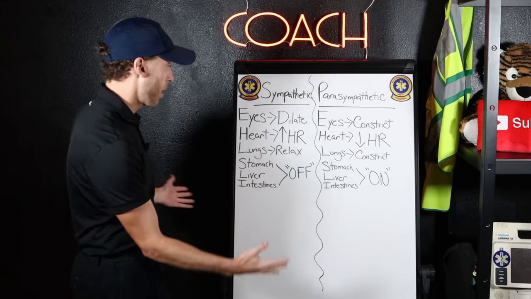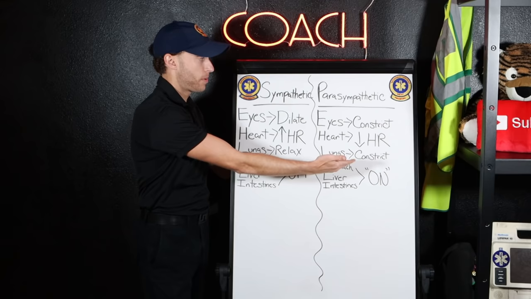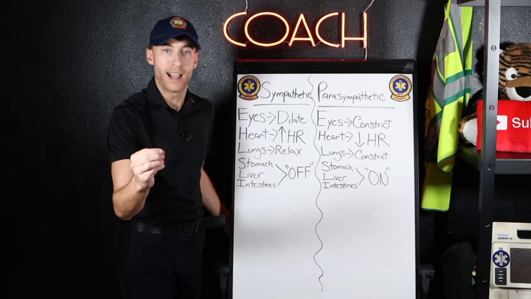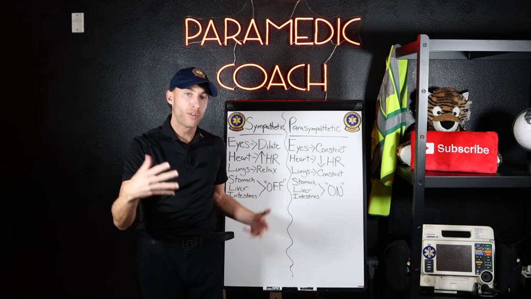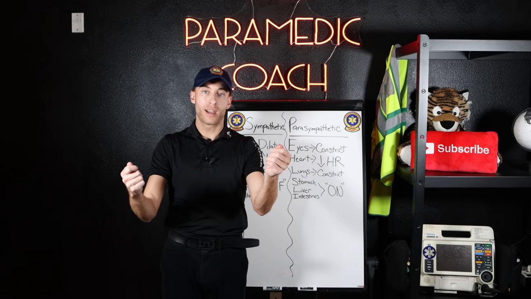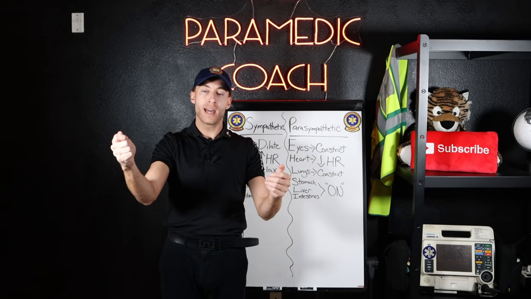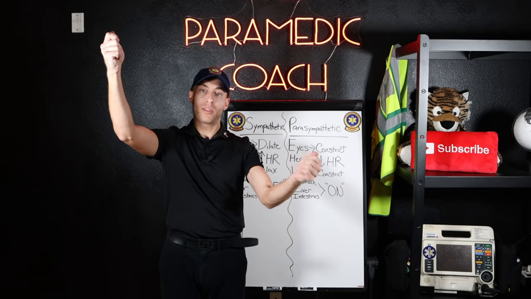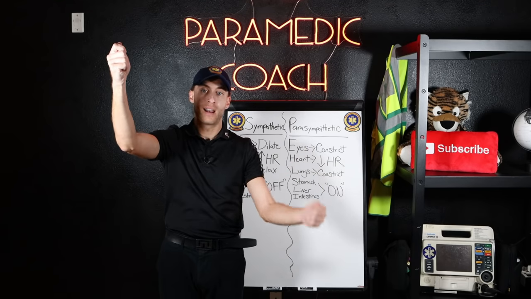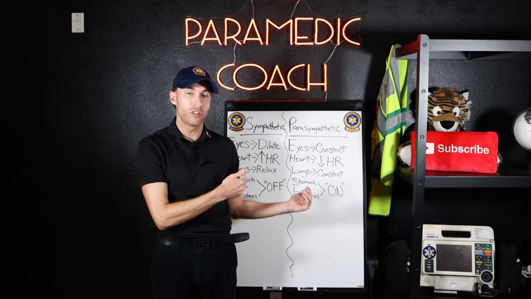So here's a whiteboard. Okay. So we have sympathetic over here, parasympathetic over here. Now let's start with the eyes. Another way of looking at this is sympathetic and parasympathetic man. So we have sympathetic man over here. Think about a man on cocaine. Parasympathetic man, think about a man on heroin. Two different people. Look at the reactions.